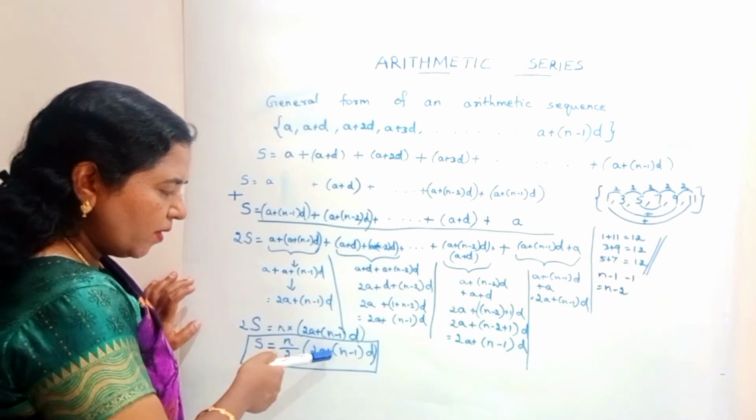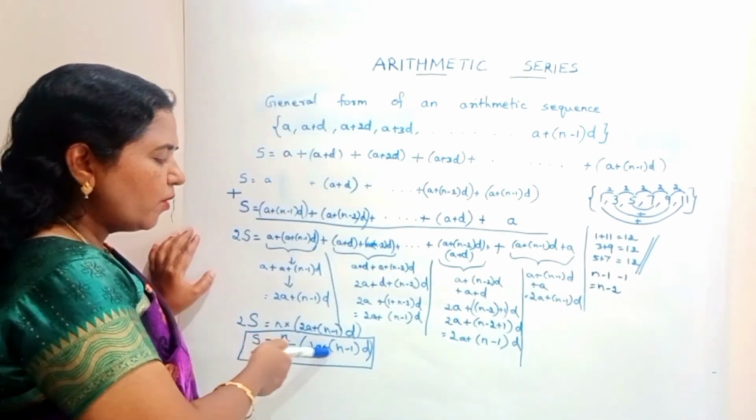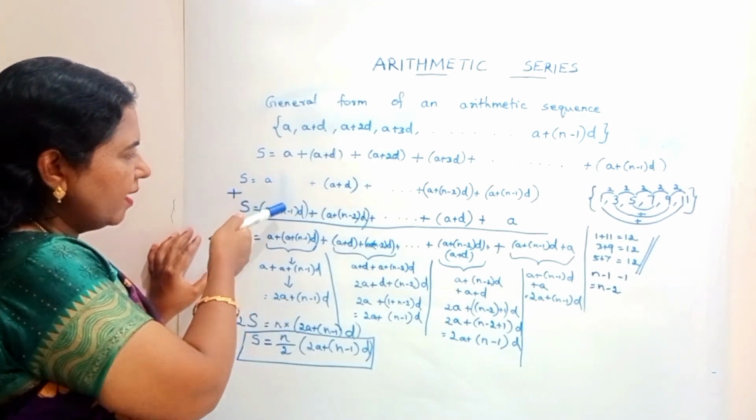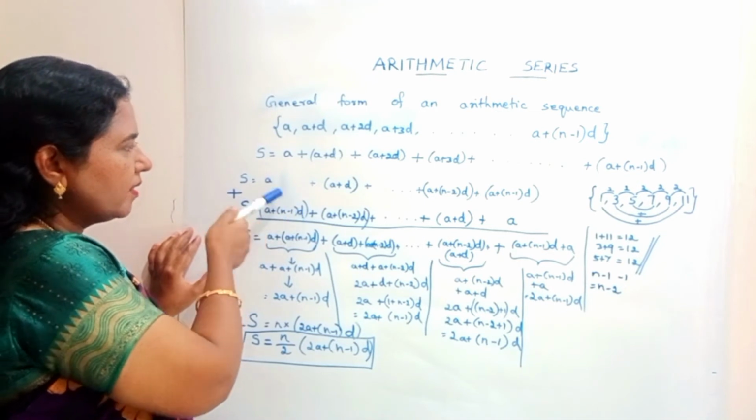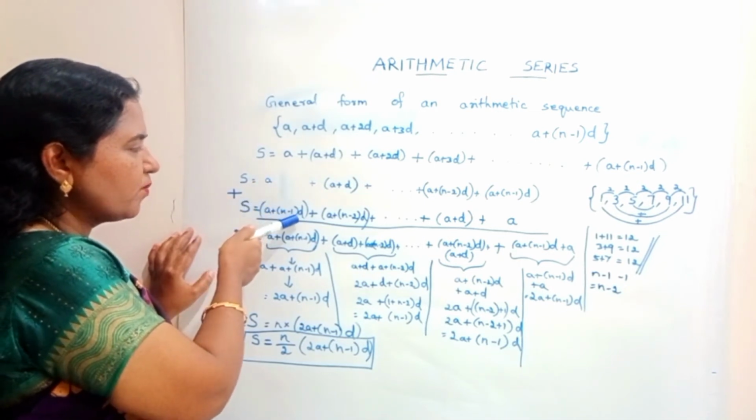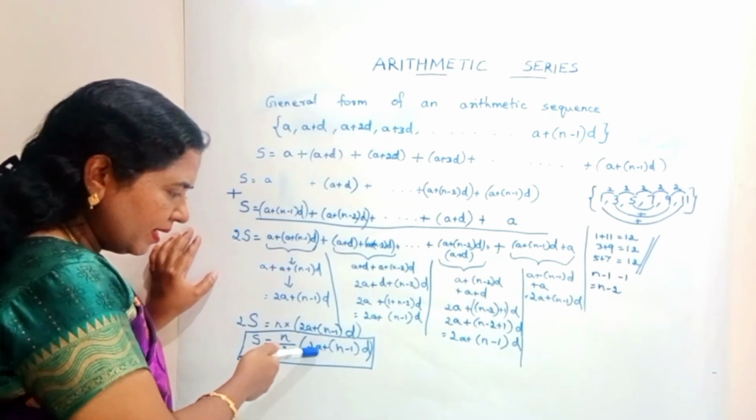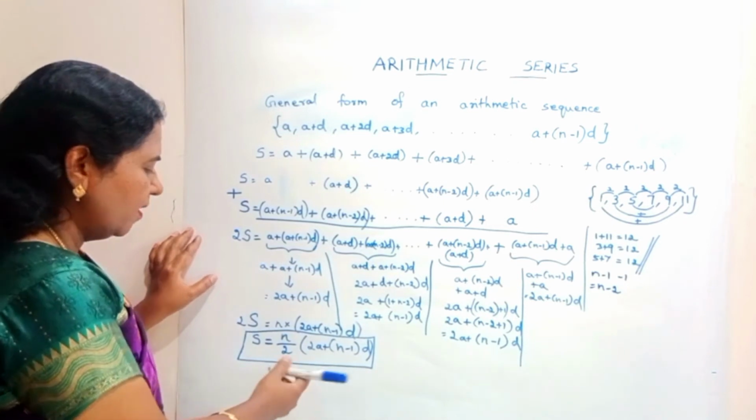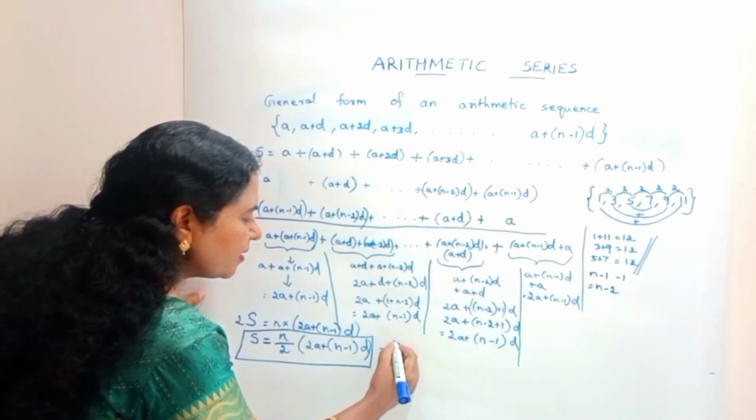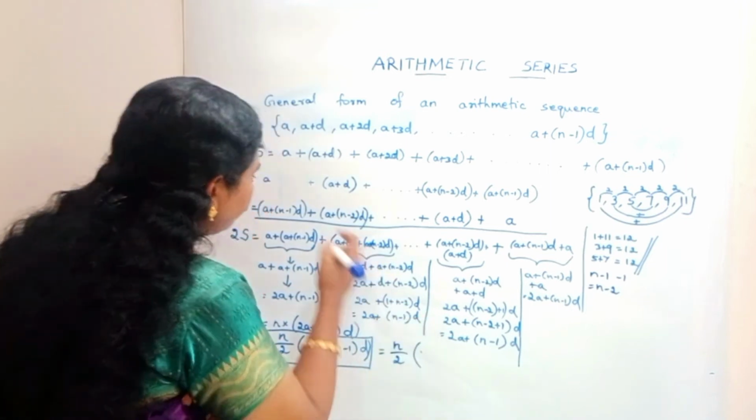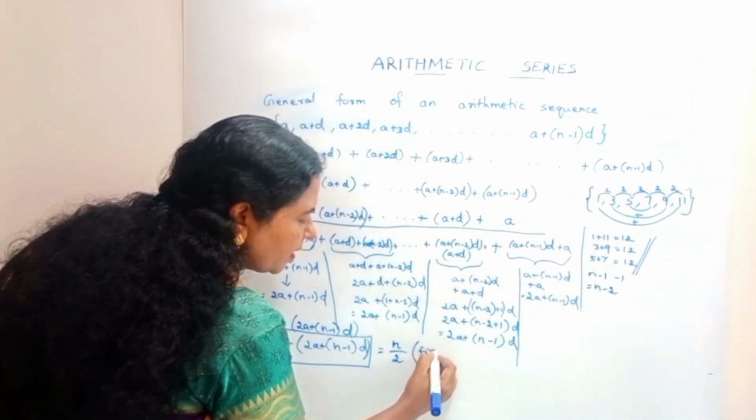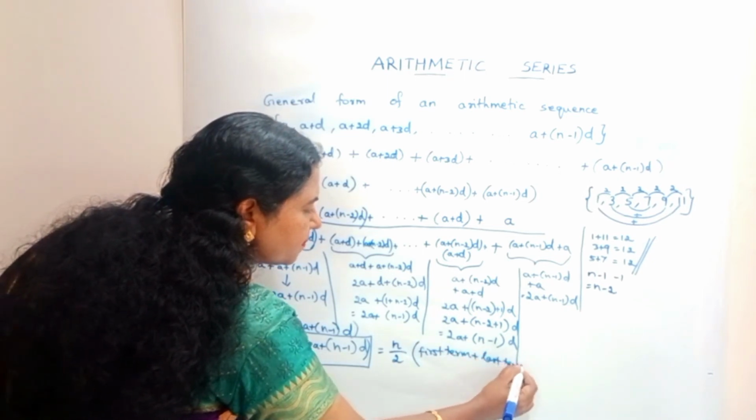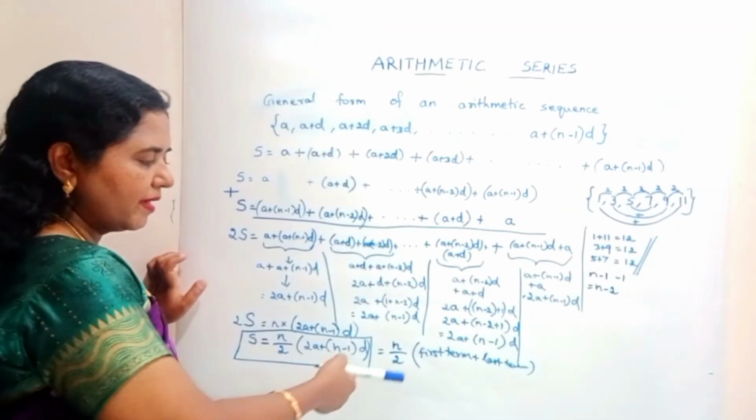So here it is 2a plus n minus 1 into d. This 2a plus n minus 1 into d is nothing but the sum of a and a plus n minus 1 into d. This a is the first term and a plus n minus 1 into d is the last term. So this part can be replaced by the sum of the first term and the last term. Now this can be written as n by 2 into the first term plus the last term. So in this way also we can write it down.